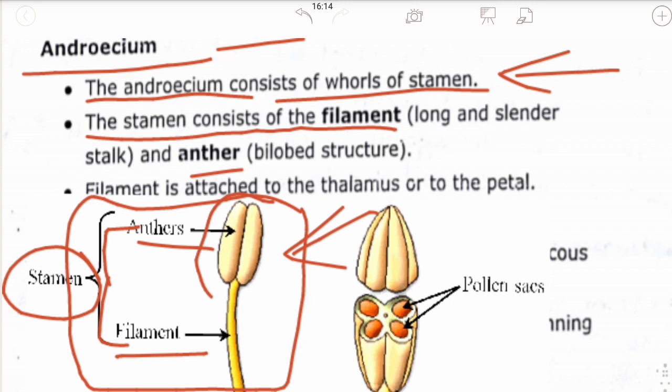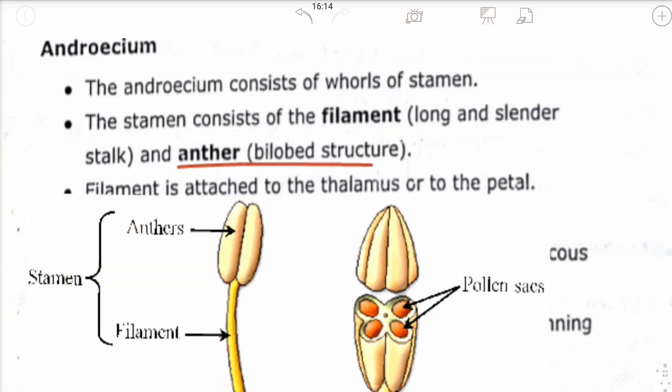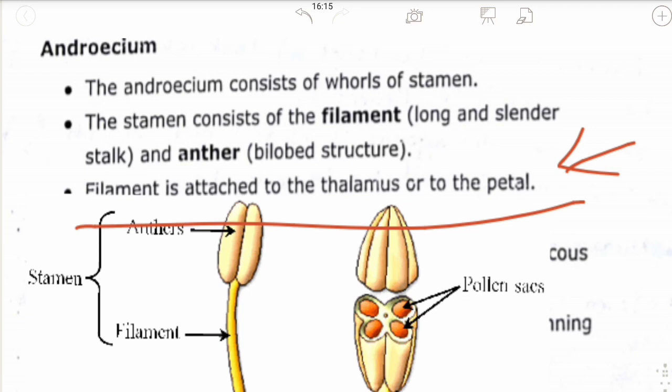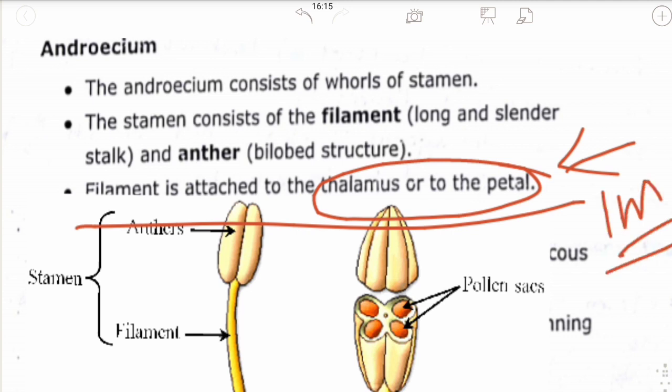This is anther, which is a bilobed structure. And filament is a long slender stalk. Filament is attached to the thalamus or to the petal. This is a very important question, where the filament is attached. It is attached to the thalamus or to the petal, for 1 mark.